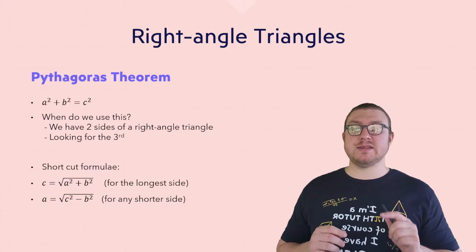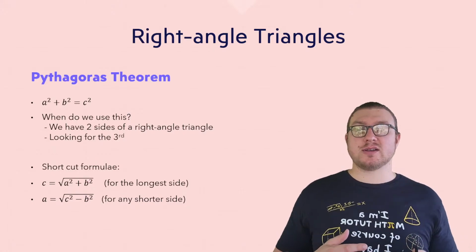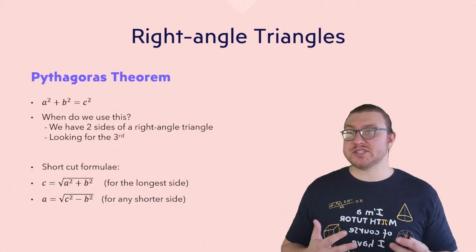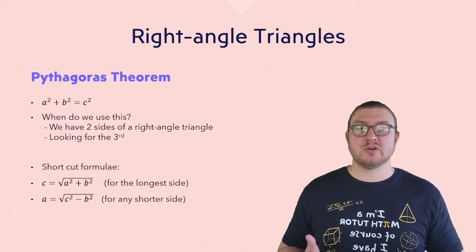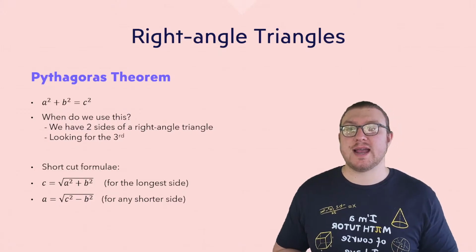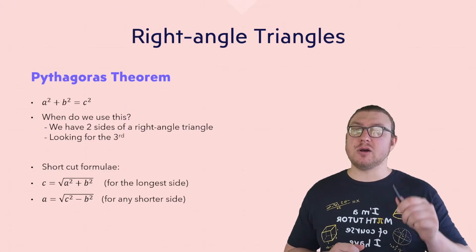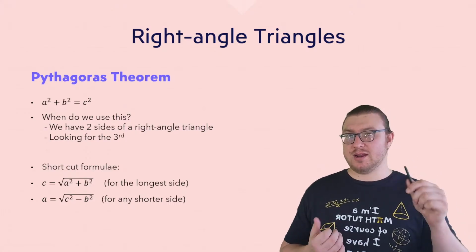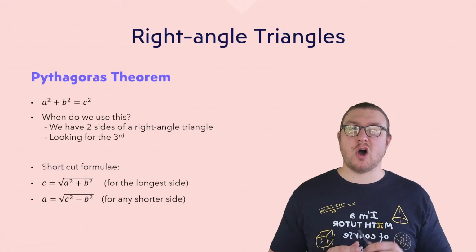Just be careful in this formula, it's very important that c is the longest side. It doesn't matter which side a and b are, but c needs to be the longest side. So in this case, the longest side is always opposite the right angle. If you're ever not sure or a sketch looks a little bit iffy and you're not sure which one is the longest, it's always the one opposite the right angle.